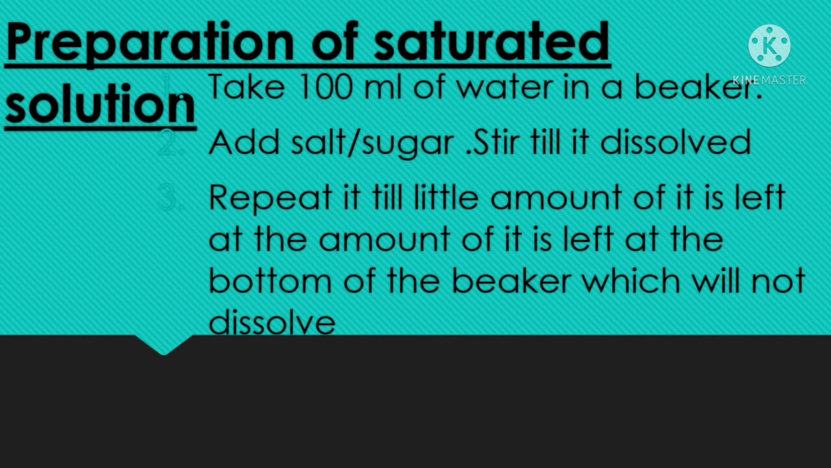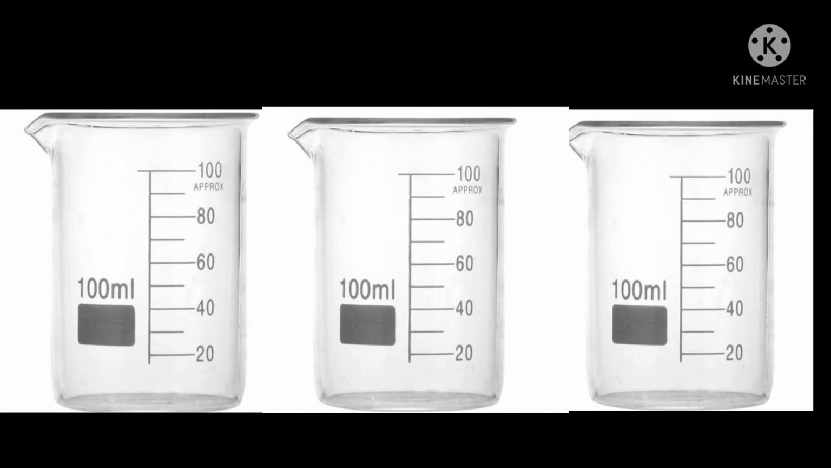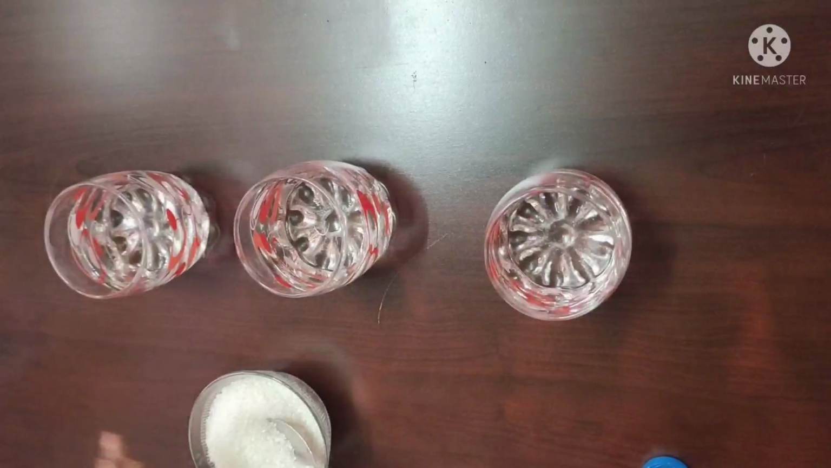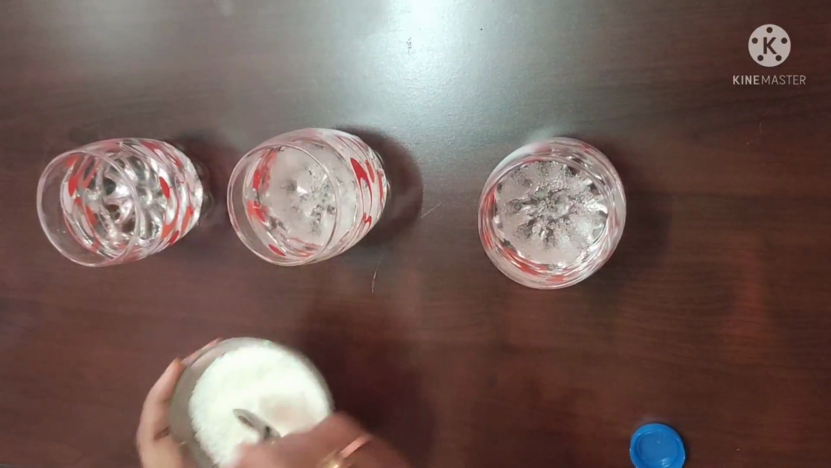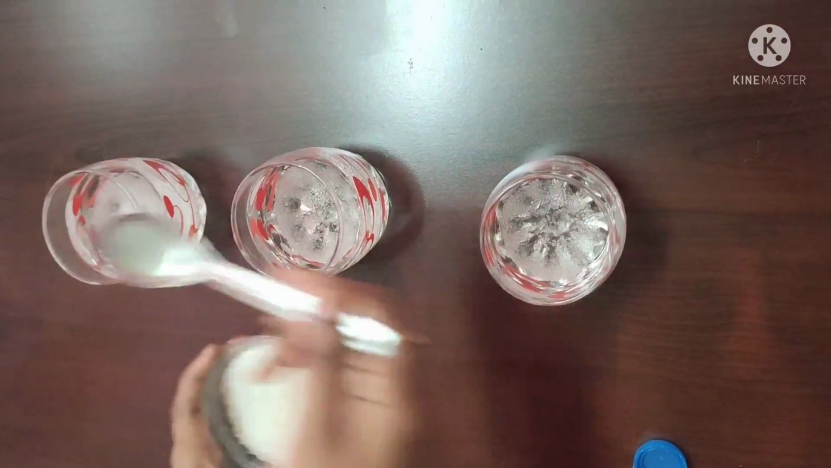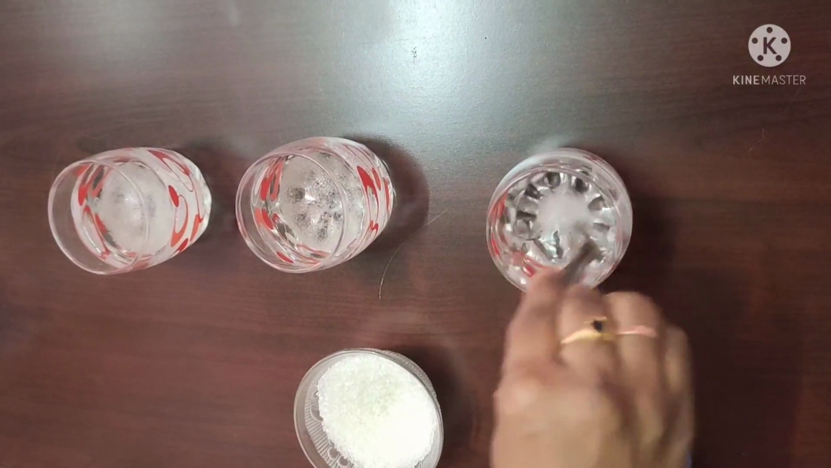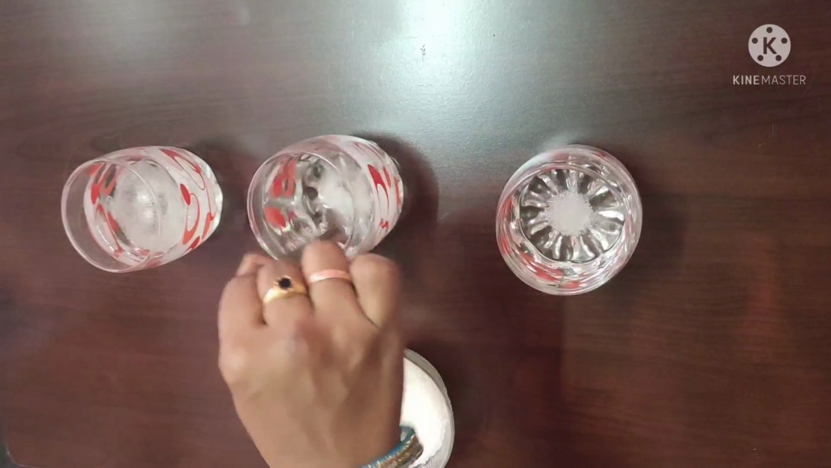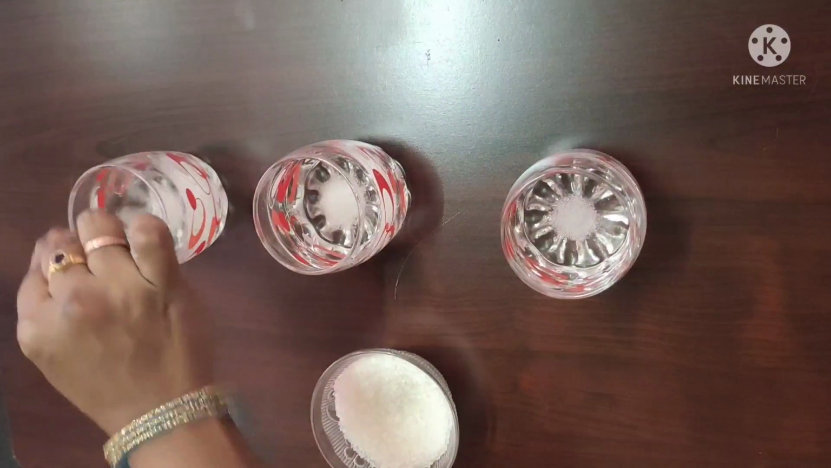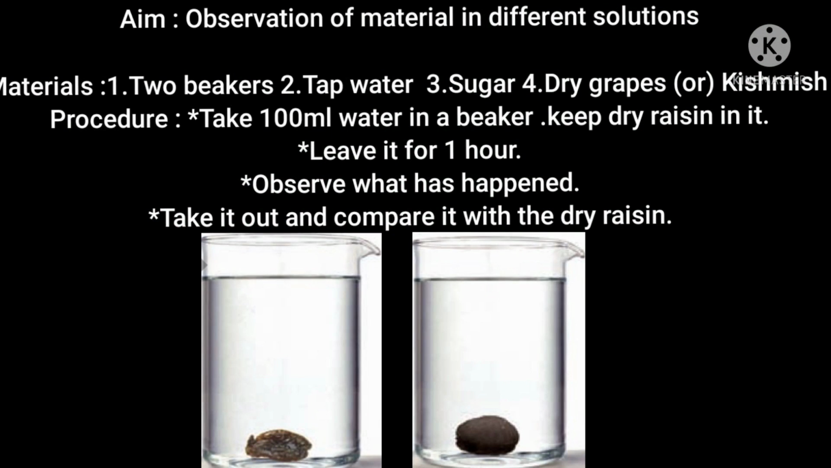To know which one is the more concentrated solution, let us do this activity. Take 3 beakers with 100 ml of water. In each, add half teaspoonful of sugar to the first beaker, 1 tablespoon of sugar to the second beaker, and 1½ spoons of sugar to the third beaker. Now compare the 3 beakers and find out which beaker will be most sugary. How much water should we add to the solution in the third beaker to make it similar to the solution of the first beaker? Let's do the activity.